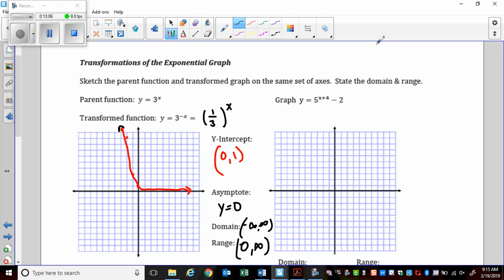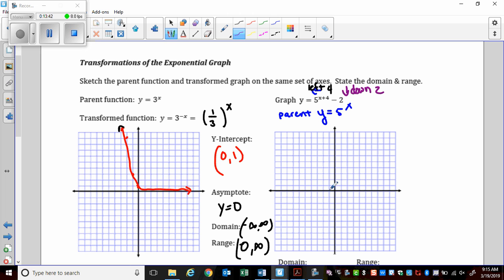All right, let's look at how this graph differs from the parent function. Write down the parent function: y equals 5 to the x. So the plus 4 is going to go the opposite direction you would think. So instead of to the right 4, we're going to go to the left 4. And then the minus 2, that is actually the proper direction, which would be down 2.